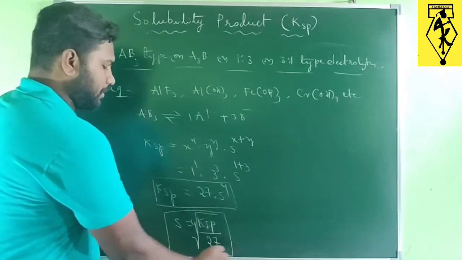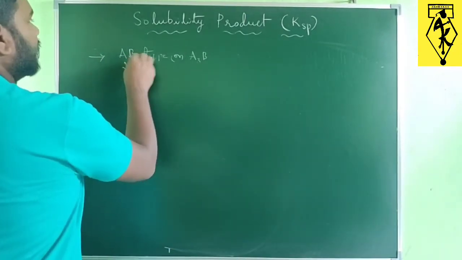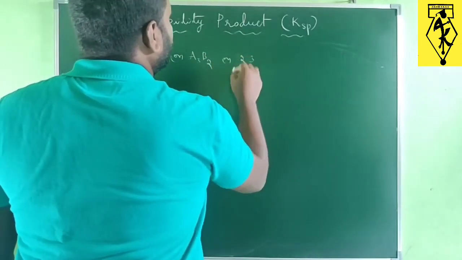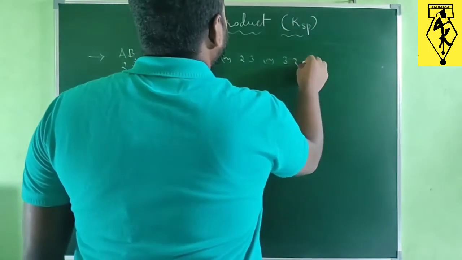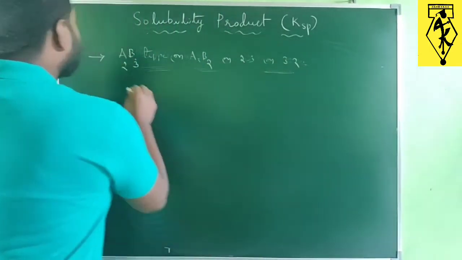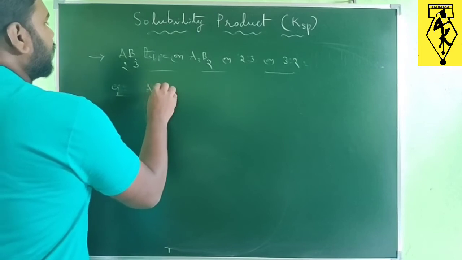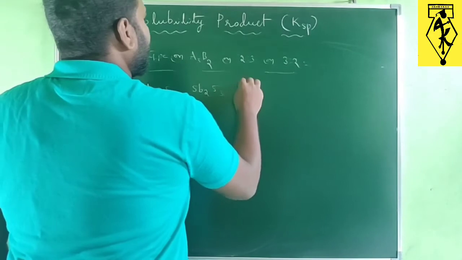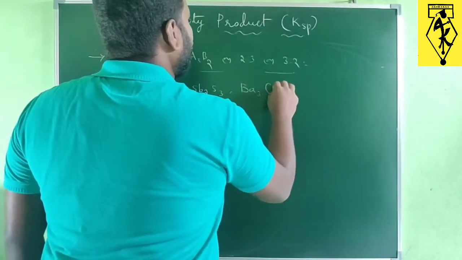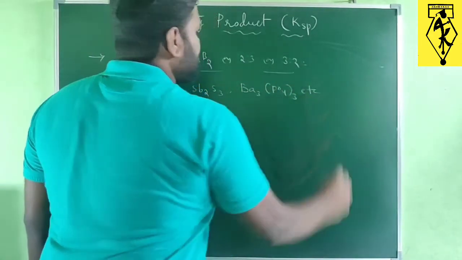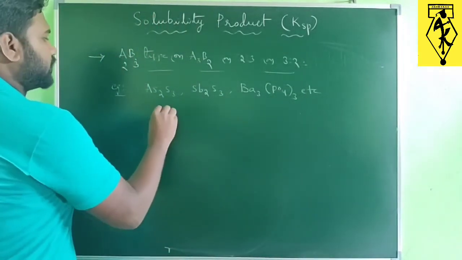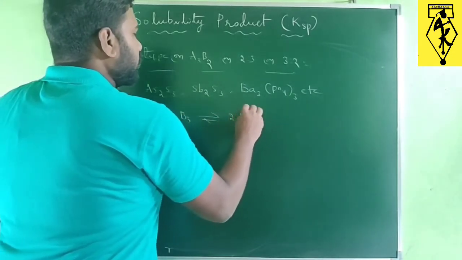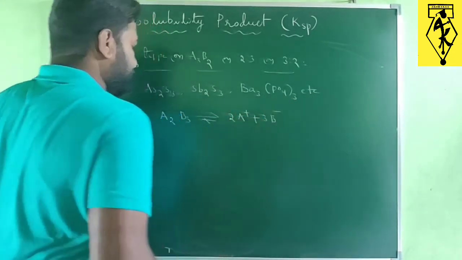Next we will discuss one more type. A2B3 type or A3B2 type, or 2:3 type or 3:2 type also we can say. For these, examples are arsenic sulfide and even antimony sulfide or barium phosphate. So these three are examples. How will this dissociate? Let us take A2B3. This will dissociate to give 2A plus and 3B minus.